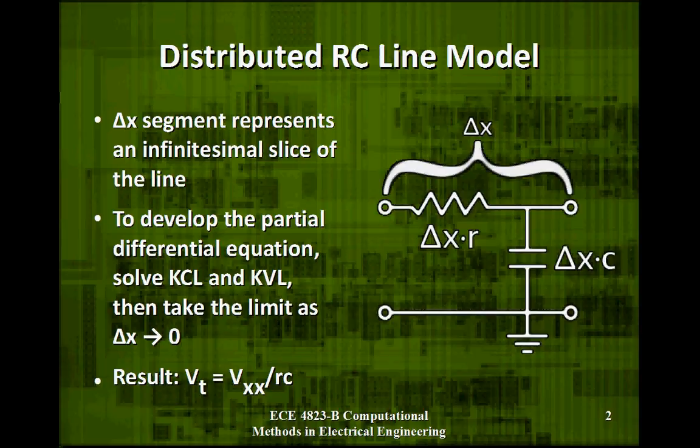Here, a segment of interconnect has some resistance and capacitance per unit length. By repeating these delta x segments and taking the limit as their length goes to 0, we get the following equation, which takes the form of the diffusion equation.